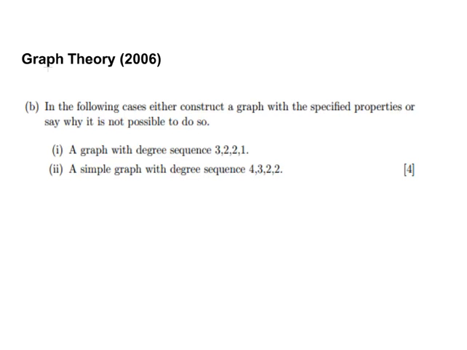So this is graph theory again, a short question this time. In the following cases, either construct a graph with the specified properties or say why it's not possible to do so. So the first one is a graph with degree sequence 3, 2, 2, 1. So let's give this a go.